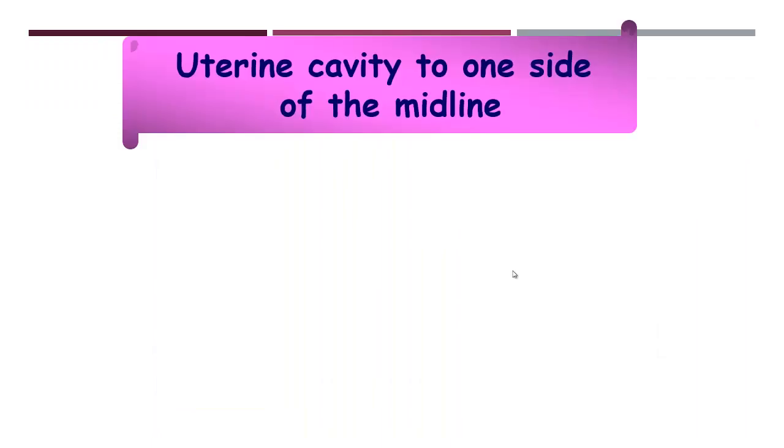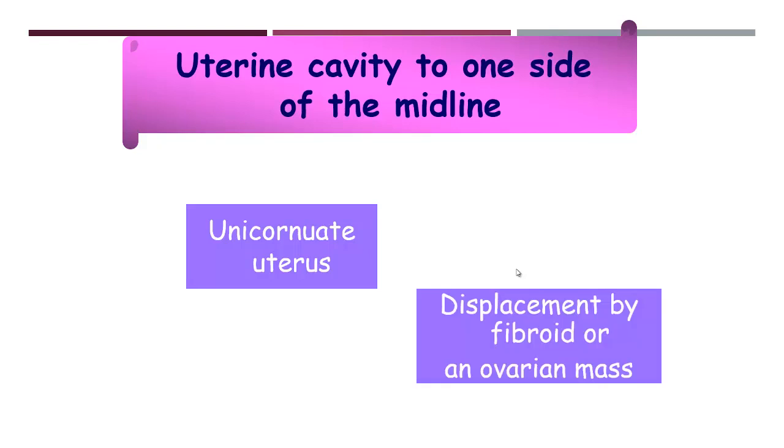So when we have a uterine cavity inclined to one side of the midline, and sometimes it gives a false impression that it is a unicornuate uterus, you should think either it is a unicornuate uterus, small in size, banana shaped, one tube apparent, or it is displaced by a fibroid or ovarian mass. In this case also, maybe there is a block of one of the tubes by compression by the mass or the cyst.